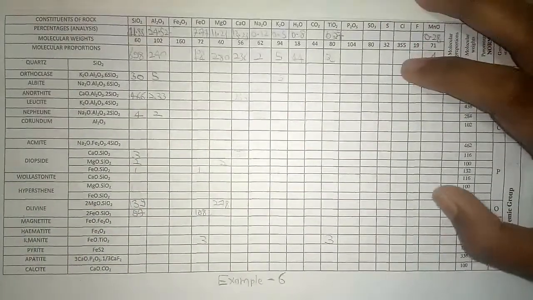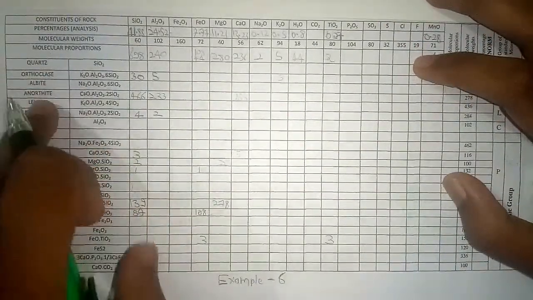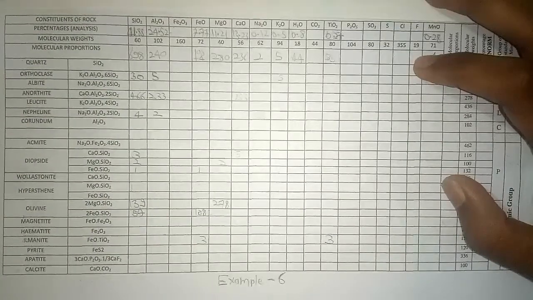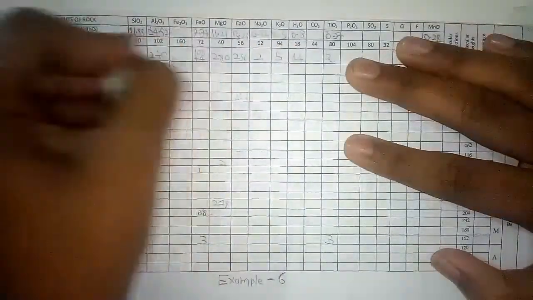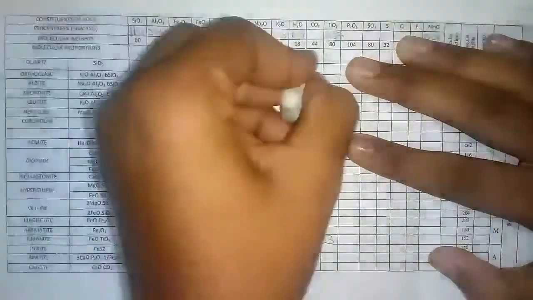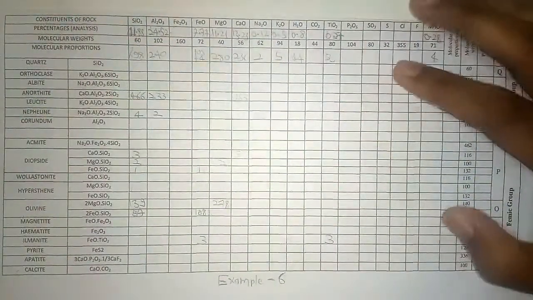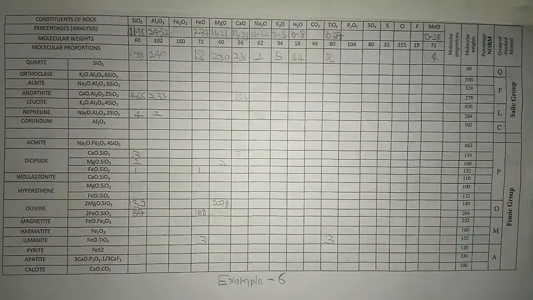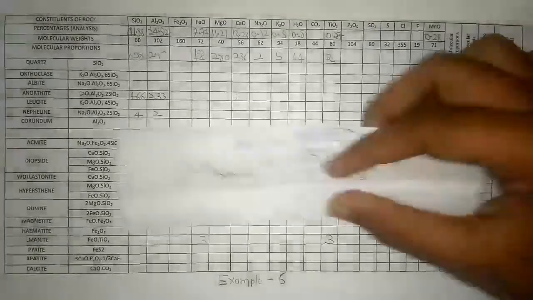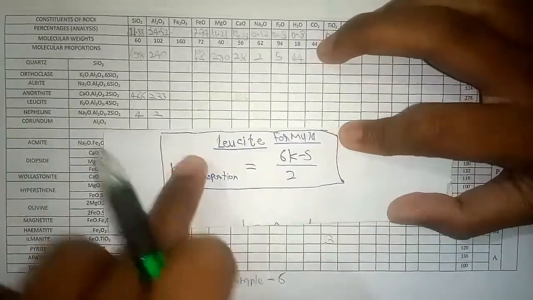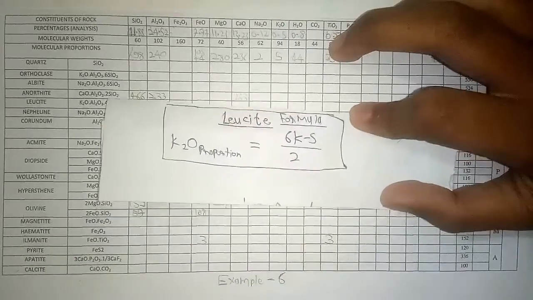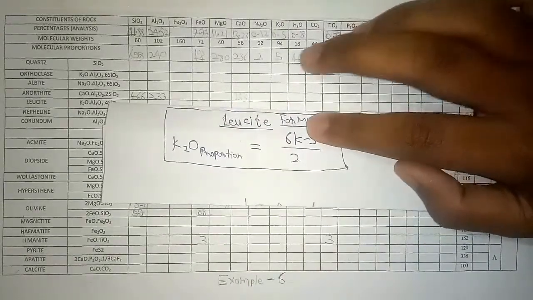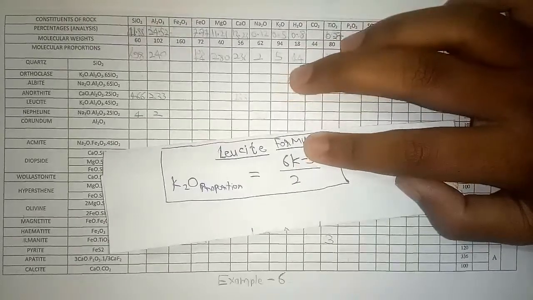So we will make it. Here is our orthoclase, and we have to convert it to leucite. As I told you, the first rule is that whenever we convert any mineral, first rub that mineral. This mineral is totally rubbed. And the formula for leucite is here. The K2O proportion in leucite is (6K minus S) upon 2. K is the remaining proportion of K2O, which is 5, because we have rubbed orthoclase, so it is 5 only.